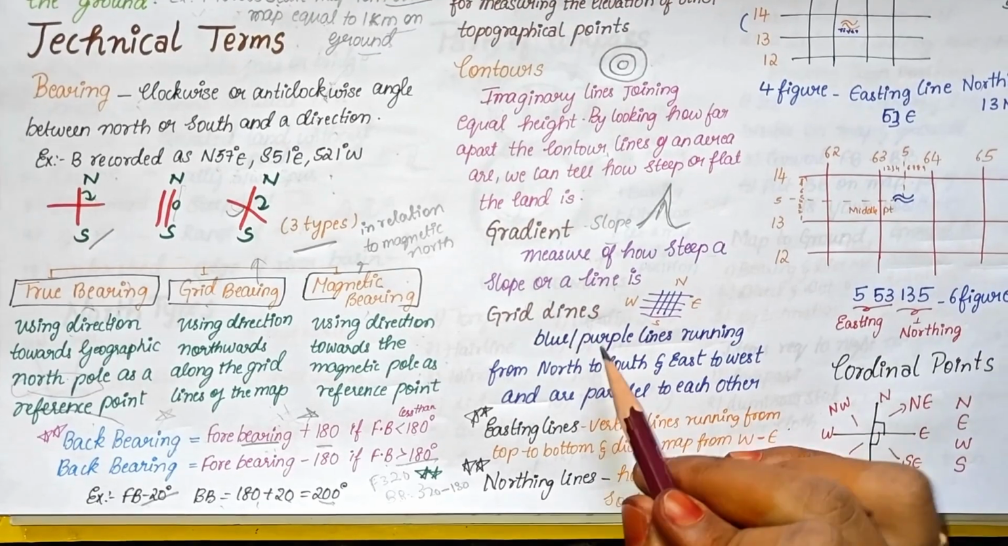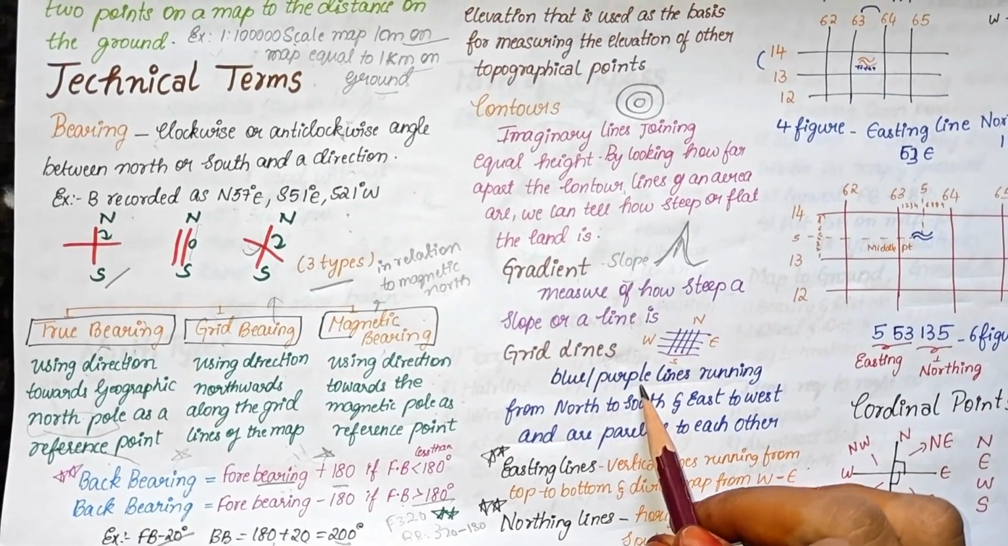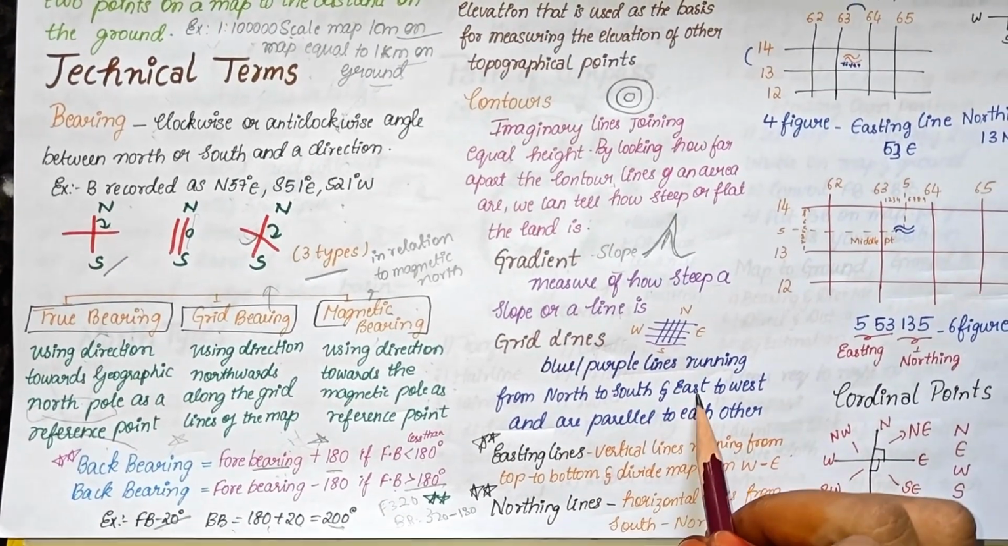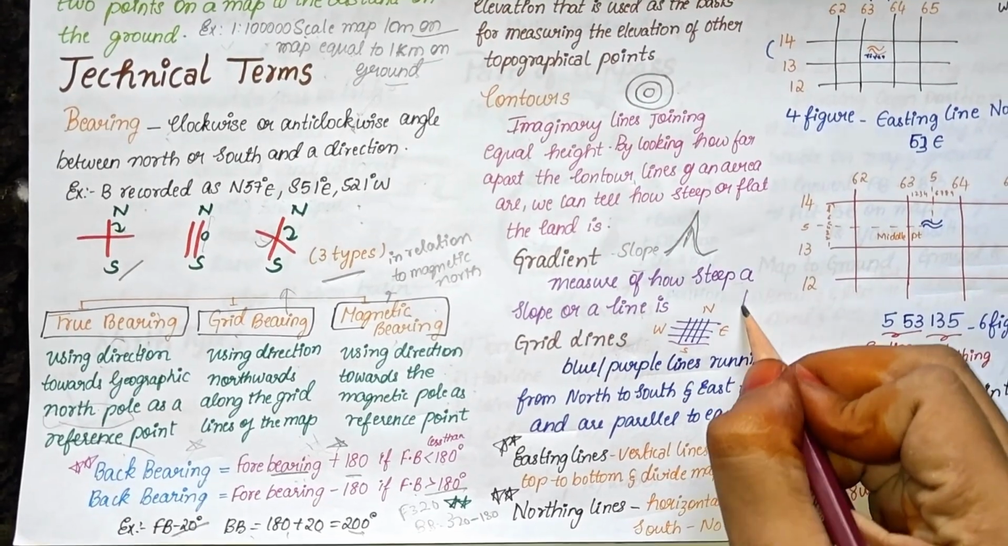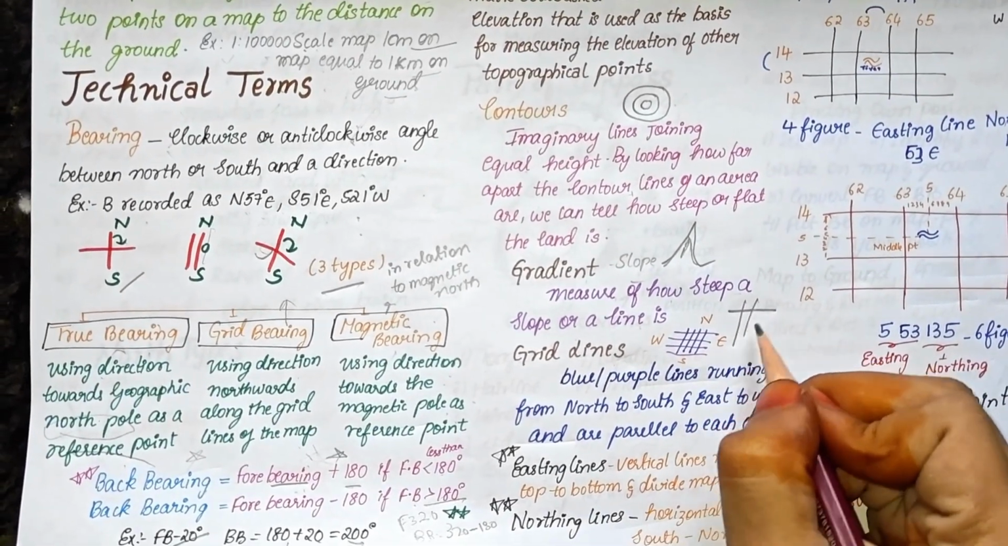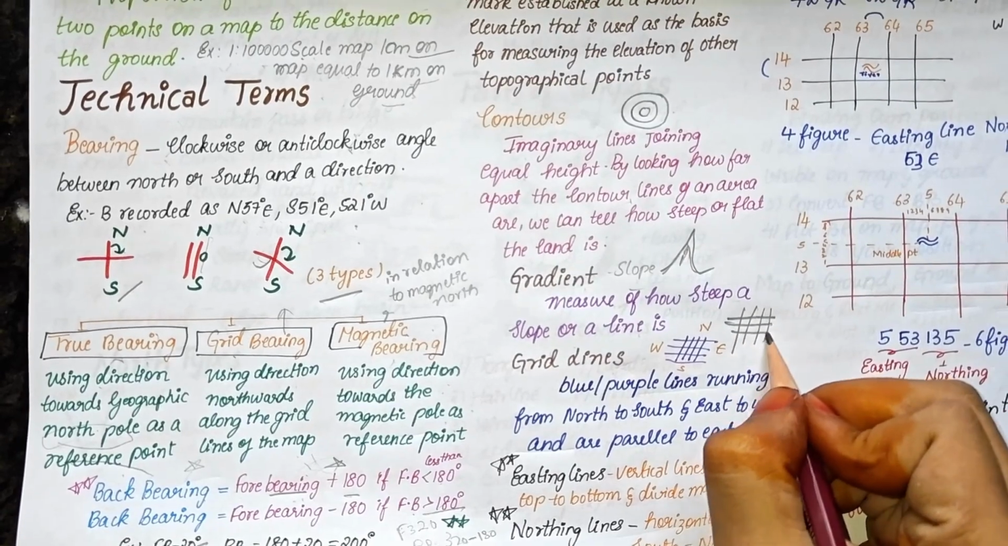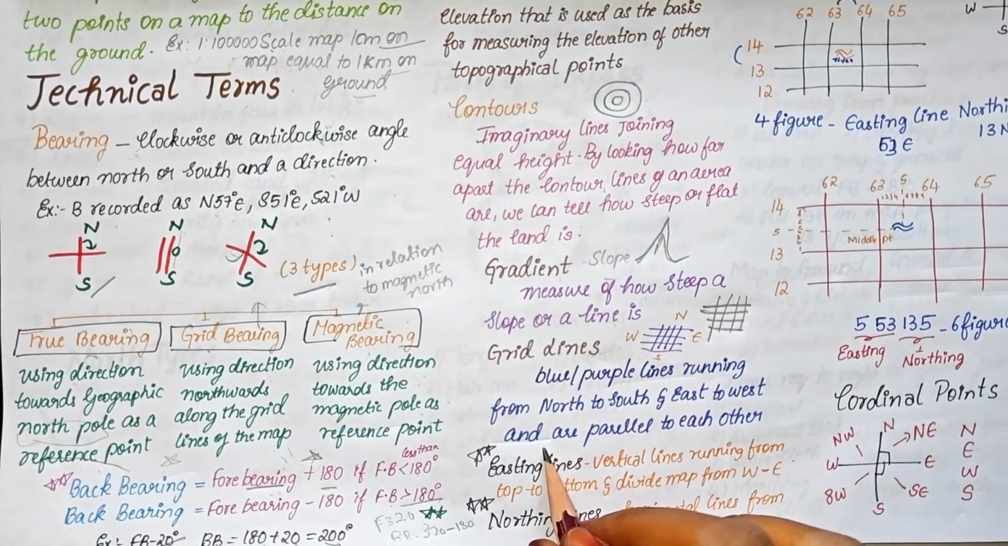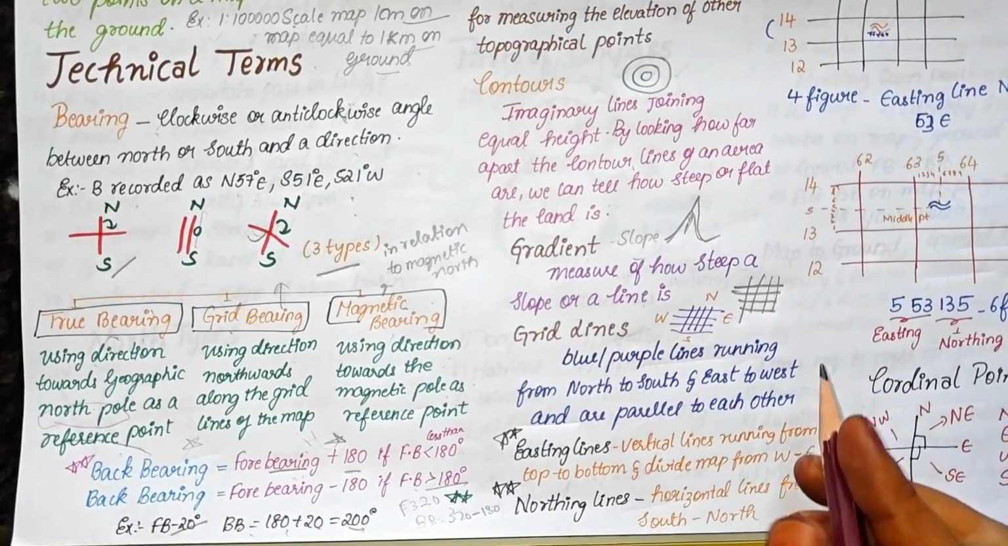So what are grid lines? Purple or blue lines running from north to south and east to west. These are the grid lines, which are parallel to each other.